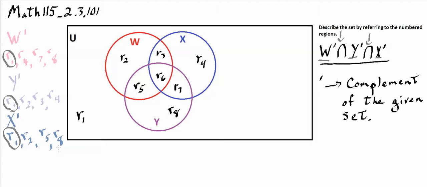And we realize that the intersection of these particular complementary sets to W, X, and Y is simply going to be R sub 1, which is this outside of the three circles. So when we say W prime intersect Y prime intersect X prime, that will be simply equal to this area R sub 1, and that's going to be the region that will answer the question.